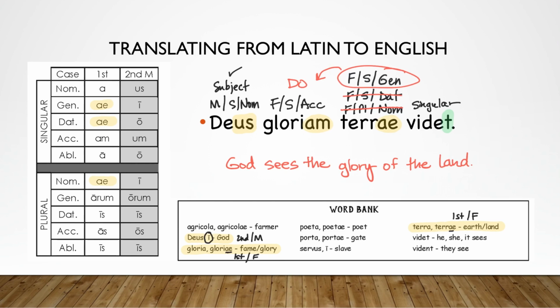Now notice I used an of phrase for that possessive noun adjective. Another way you could say this is, God sees the land's glory. So we have two options to translate this. This really depends on preference.